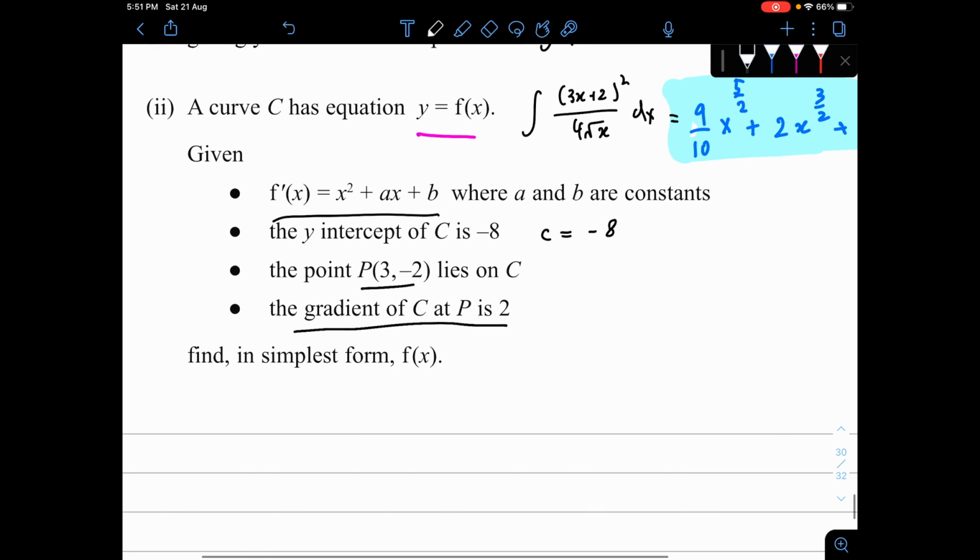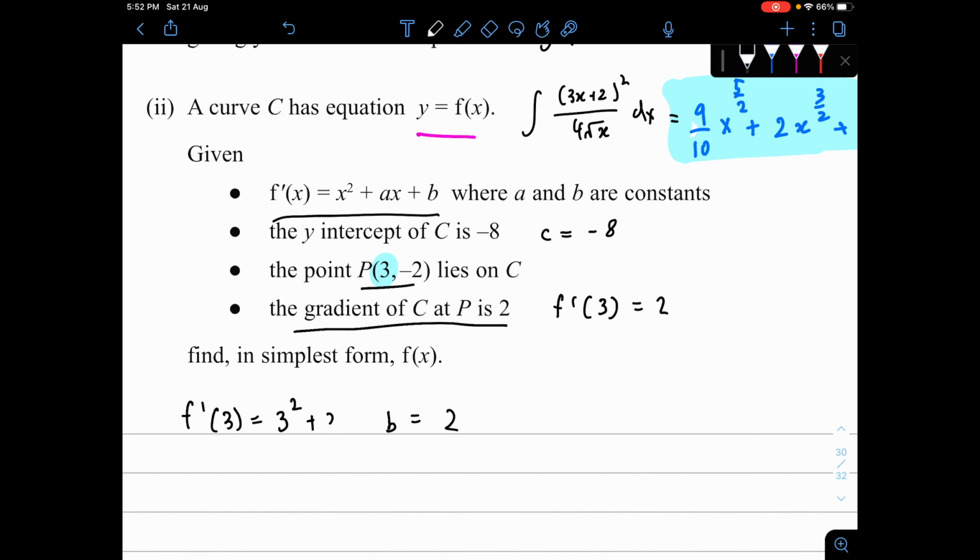The gradient function is also the differentiation, right? So the differential of f at P, which is at 3, is 2. So the gradient function at 3 is 2. What else can we do? We can substitute. So f prime of 3 is, we know, 3 squared plus 3a plus b equals 2. Not x, a, sorry. This should be a.